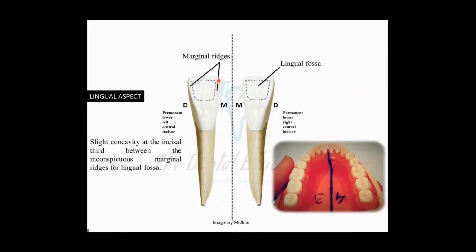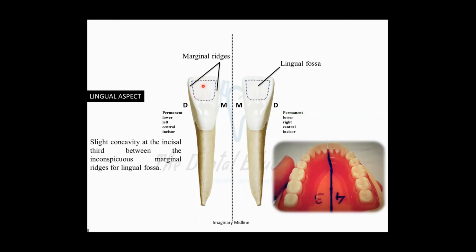So you can easily identify you have two marginal ridges. The one on the mesial side is referred to as the mesial marginal ridge, whereas the marginal ridge on the distal aspect is referred to as the distal marginal ridge. So you have two marginal ridges which make up the boundaries, in addition to the incisal ridge area.